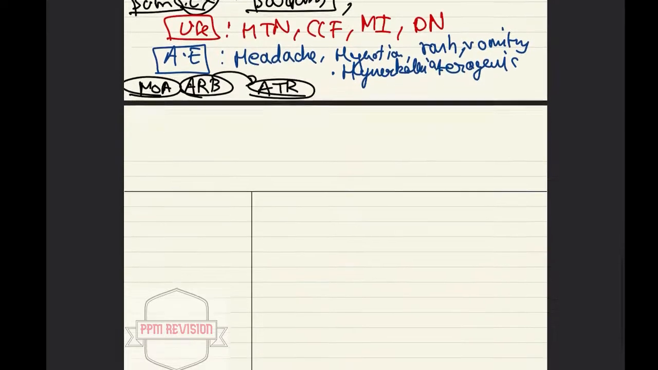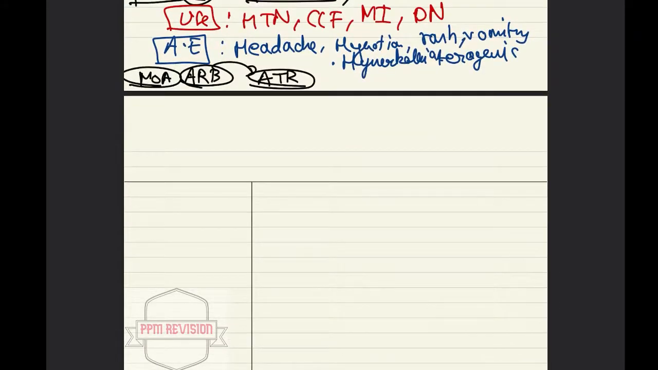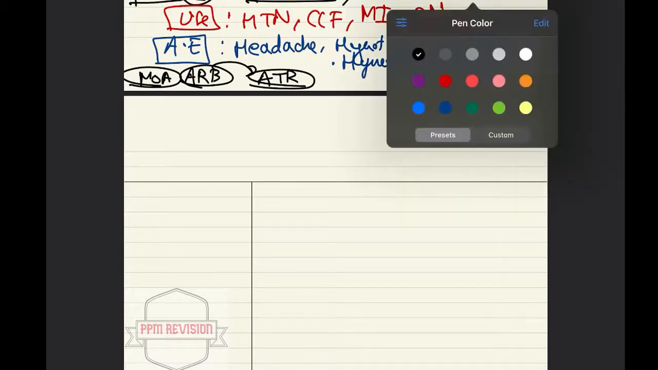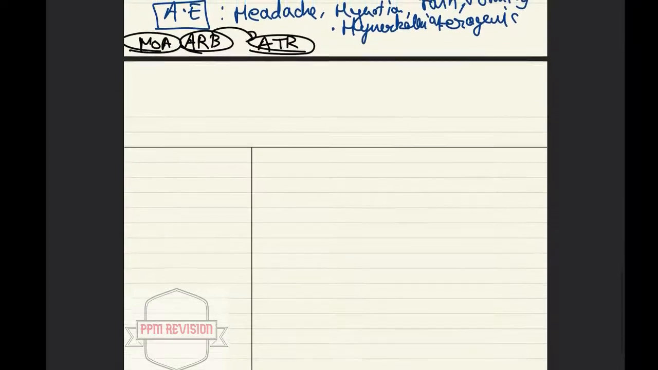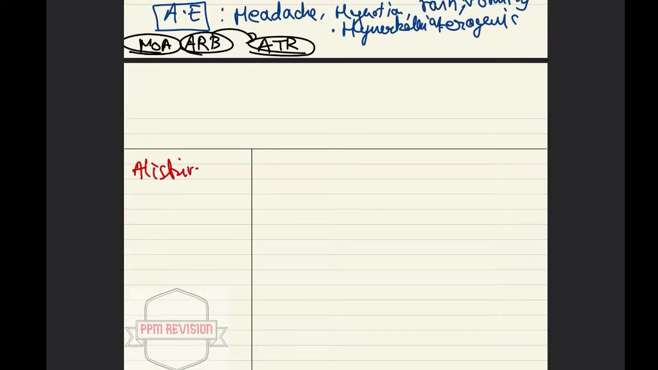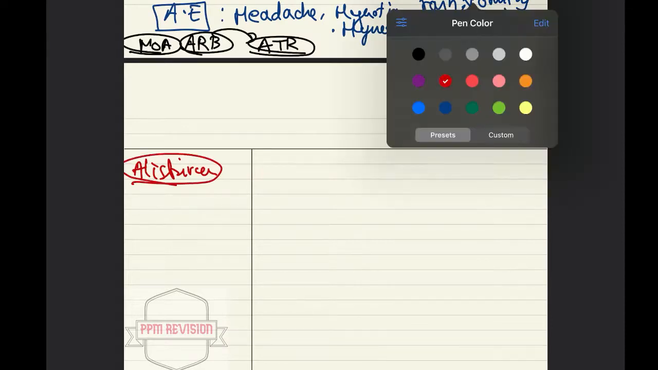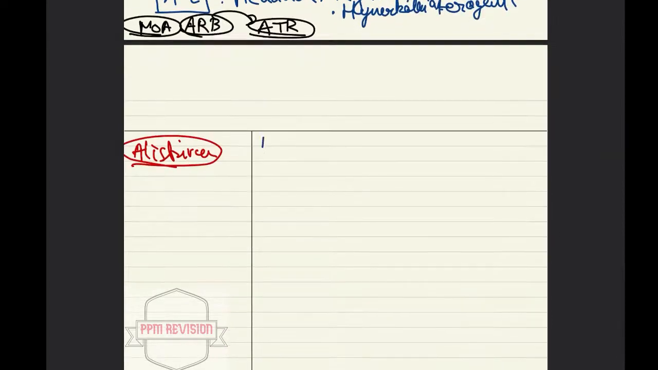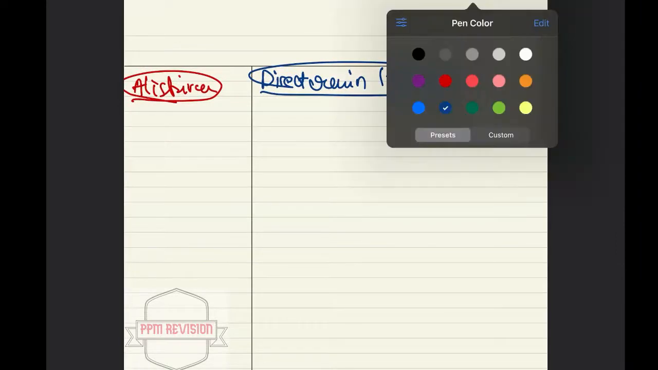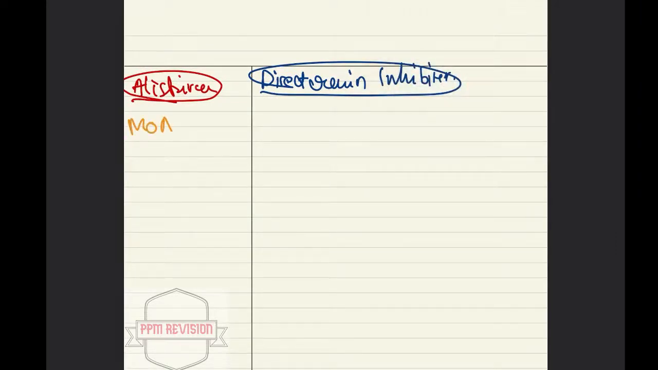Now moving further, we'll be looking at a quick note on L-carnitine. It is nothing but a direct renin inhibitor. So quickly looking at it, it is L-carnitine. So what is it? It is nothing but a direct renin inhibitor. Okay, and we'll be looking at the mechanism as well. So mechanism of action, what is it?